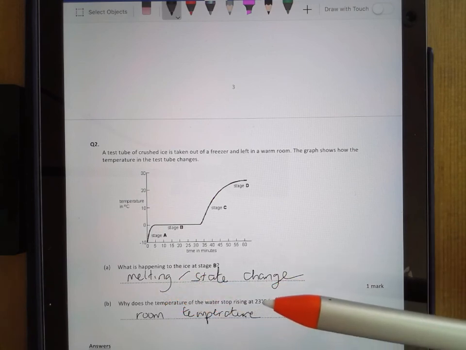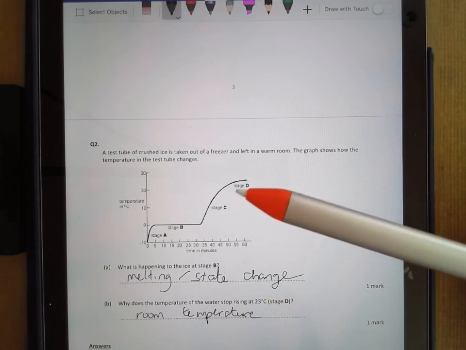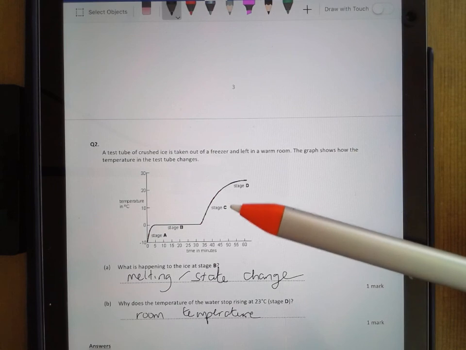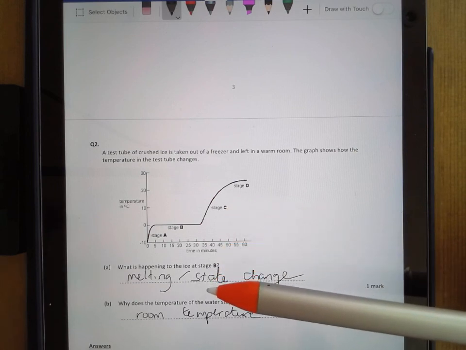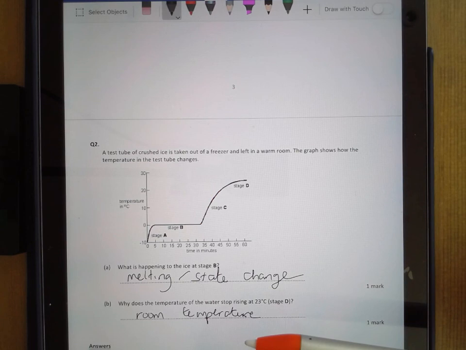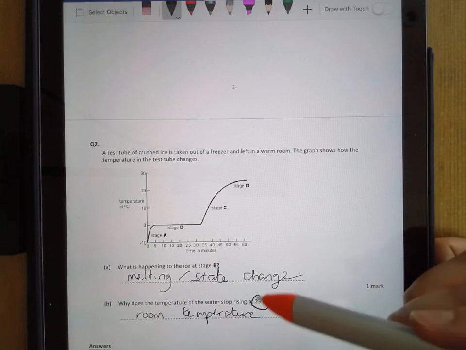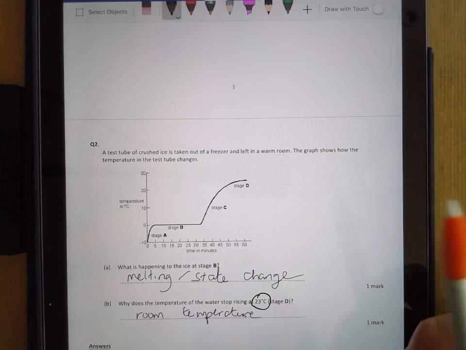Why does it stop increasing at 23 degrees Celsius? Room temperature is 23 degrees Celsius. Okay, you take the ice out of the freezer, and it's going to get hotter and hotter and hotter, and it's going to rise the whole way up to room temperature, which is 23 degrees Celsius. But that water isn't going to rise to 50 degrees Celsius if the room is only 23 degrees Celsius. Okay, so it's only ever going to get as hot as the room, and then it will stop increasing in temperature. Room temperature is typically in and around 20 to 25 degrees Celsius. Okay, so that's room temperature.